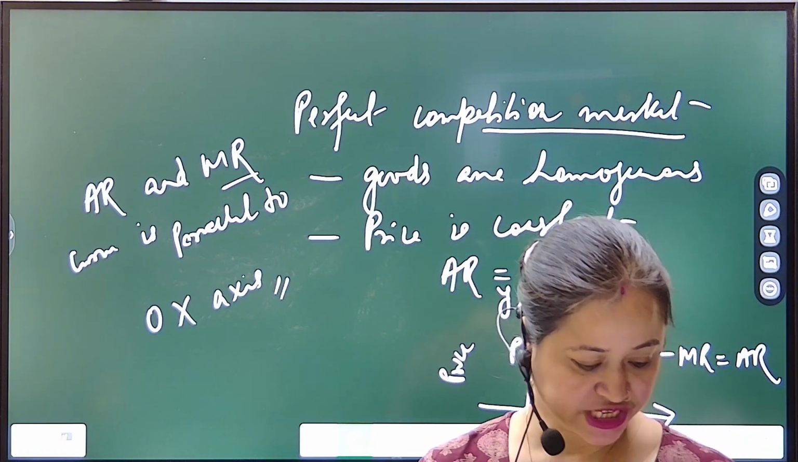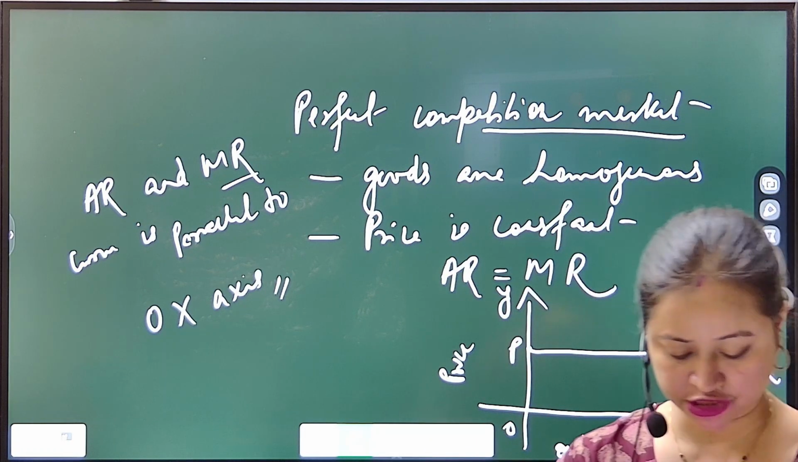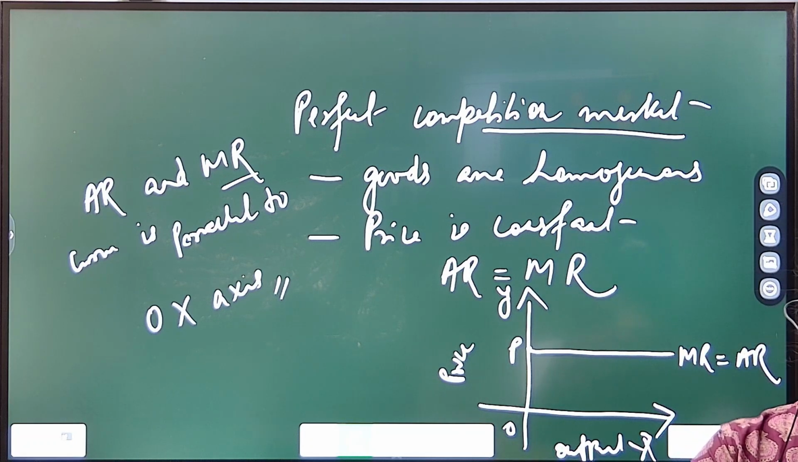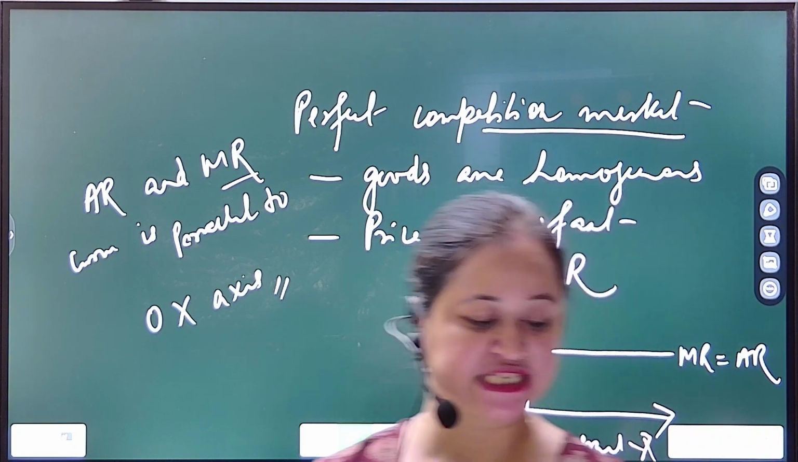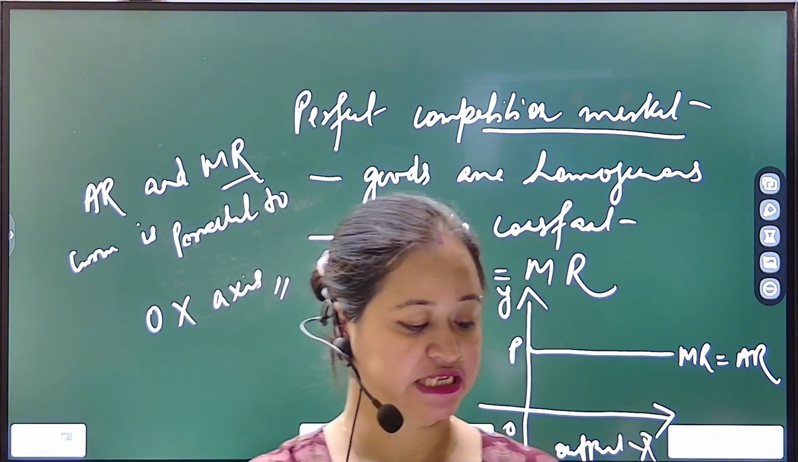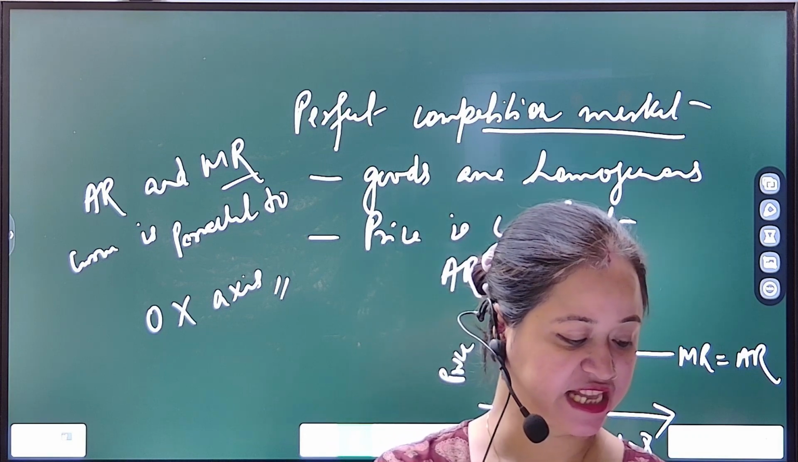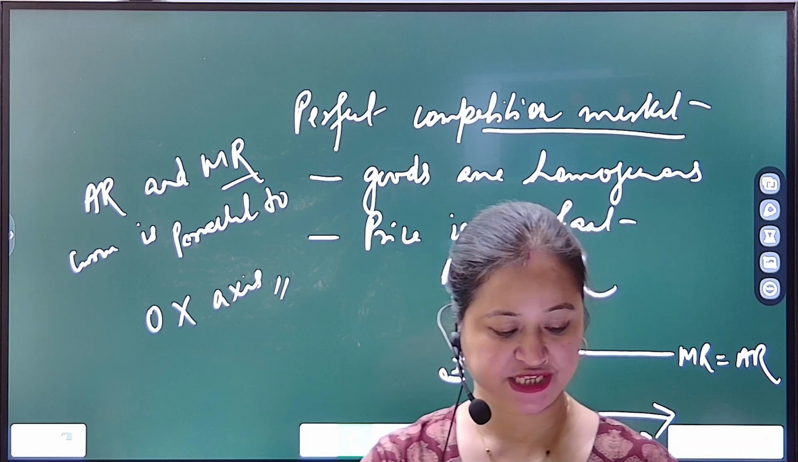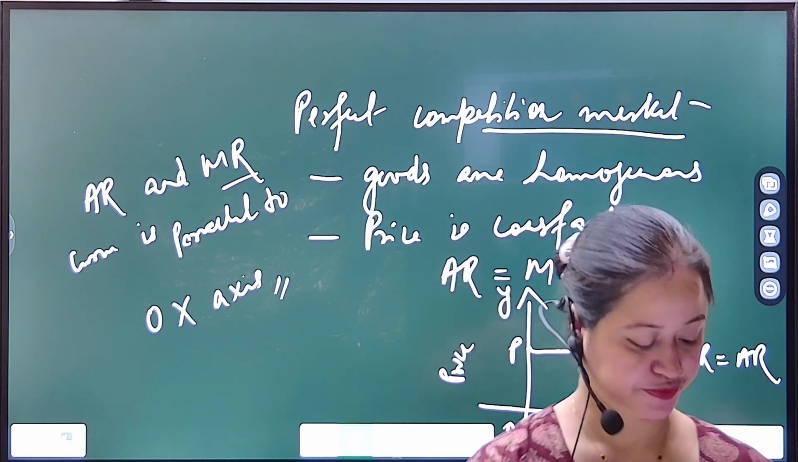Fine. Now you see the AR and MR curve under imperfect competition on page number 66. So in imperfect competition, the price is changed, unlike perfect competition. When the seller wants to increase the sales, he must reduce the price. When the price is decreased, then the average revenue and marginal revenue are also decreased. This can be shown by the following schedule.